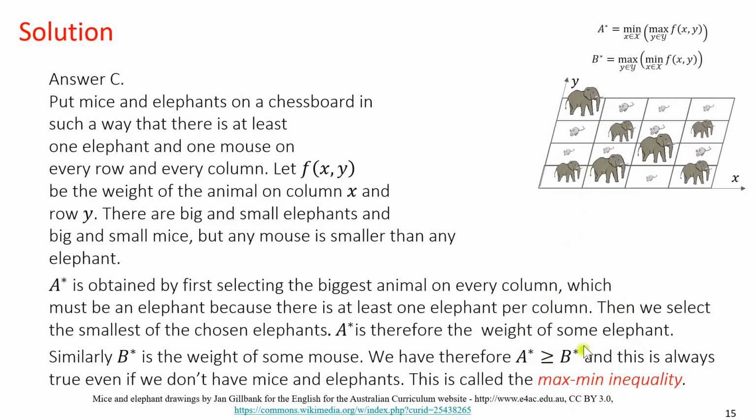Well, this is in fact always true, even if I relax the conditions that there must be an animal of every type on every row and every column. It's always true. Sometimes there can be equality. There could be equality if I relax my condition here. If there would be a row with only mice and a row with only elephants, for example, in a column with only mice, there could be equality. But certainly there is always this inequality, and in general, we expect A star to be larger than B star. In our case here, it will be strictly larger because an elephant is always larger than a mouse. So this has a name, it's called the Max Mean Inequality.